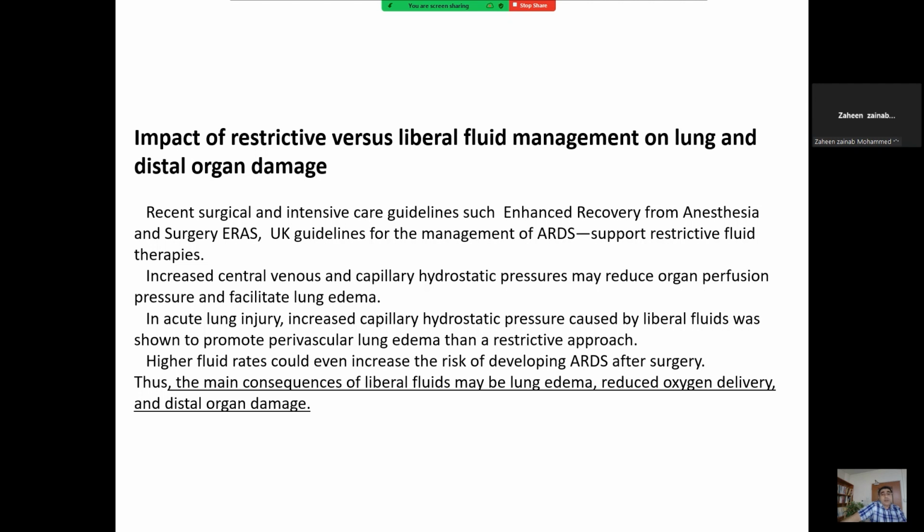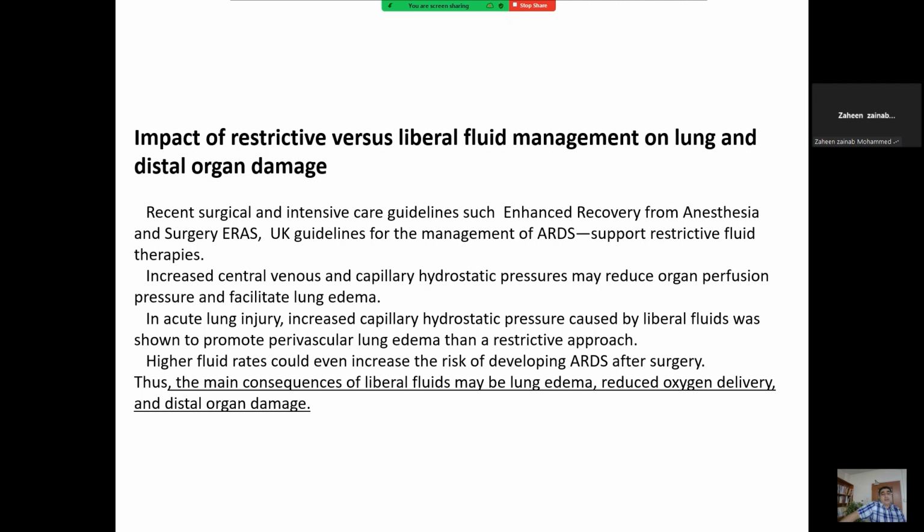Recent surgical and intensive care guidelines, such as Enhanced Recovery After Surgery (ERAS) and UK guidelines for management of ARDS, support restrictive fluid therapies. Increased central venous and capillary hydrostatic pressure may reduce organ perfusion pressure and facilitate lung edema. In acute lung injury, increased capillary hydrostatic pressure caused by liberal fluid was shown to promote more pulmonary lung edema than a restrictive approach.